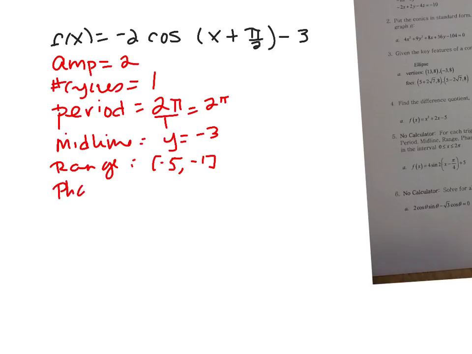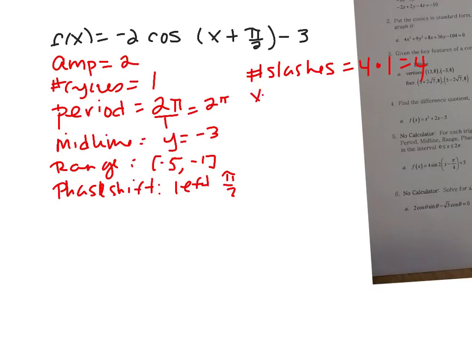Your phase shift. We are going to the left, pi over 2 units. Number of slashes is 4 times b, so that's 4 times 1 is 4. Your x scale, 2 pi over the number of slashes, so it's 2 pi over 4, which is pi over 2. Okay, so let's draw this graph.